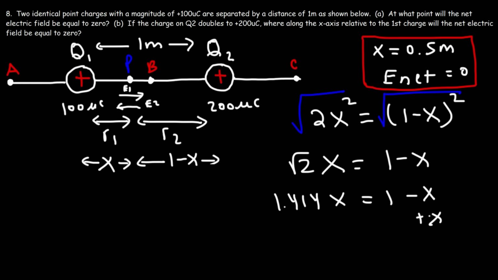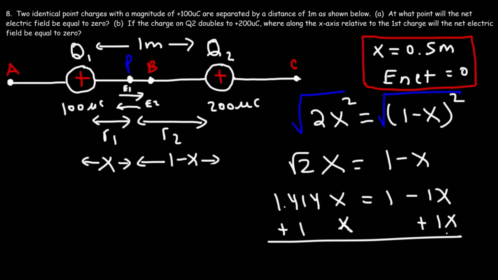Let's add 1x to both sides. Let me write that better. So there's a coefficient of 1 here. As we add 1x to both sides, my handwriting is just not working today. I don't know why. 1.41x plus 1x is 2.41x. And we can bring down the 1 on the right side.